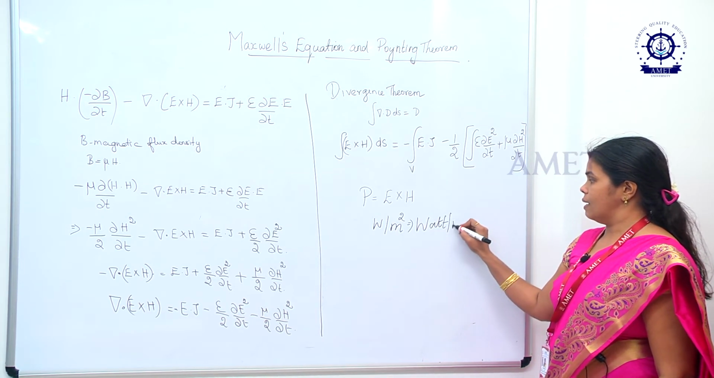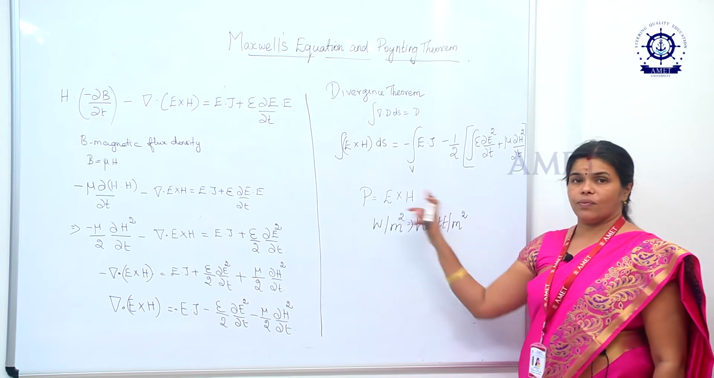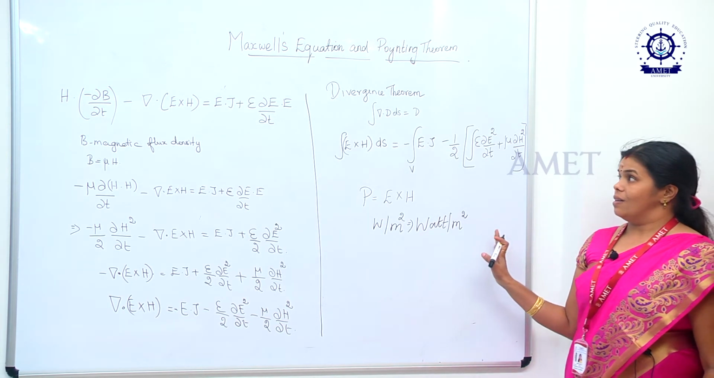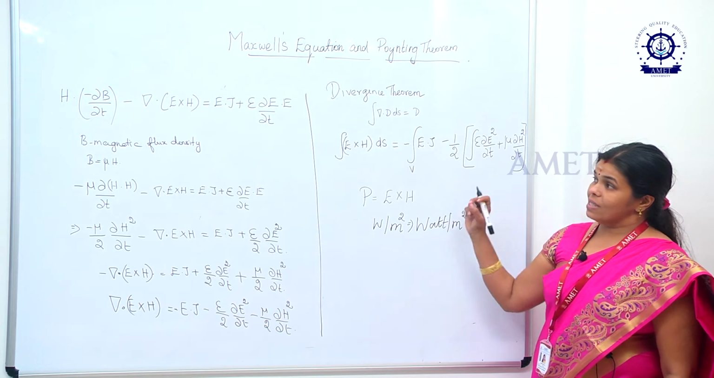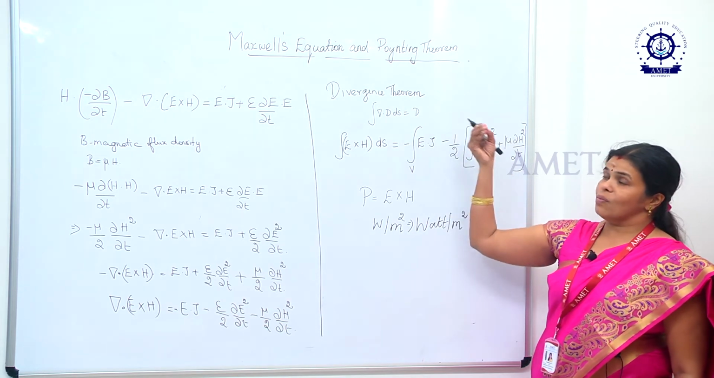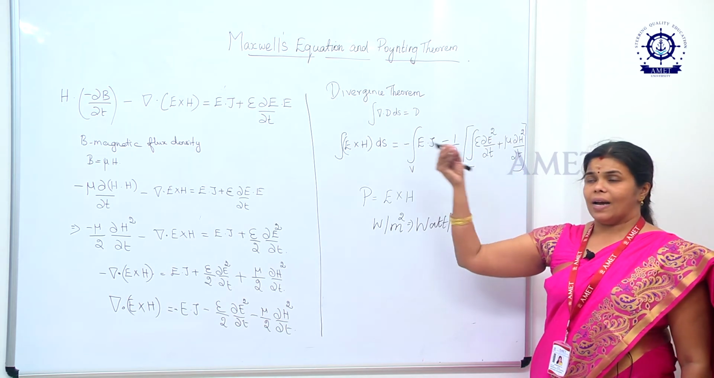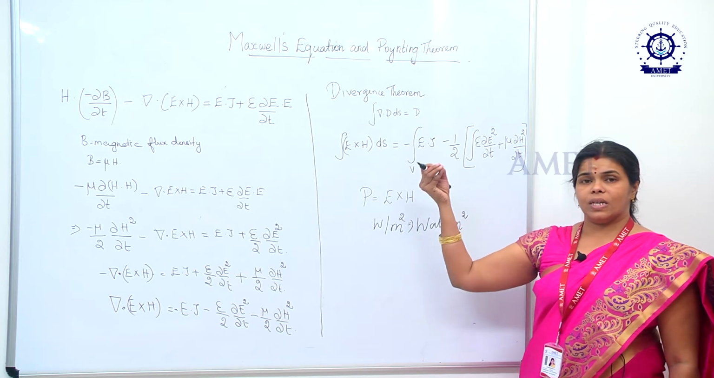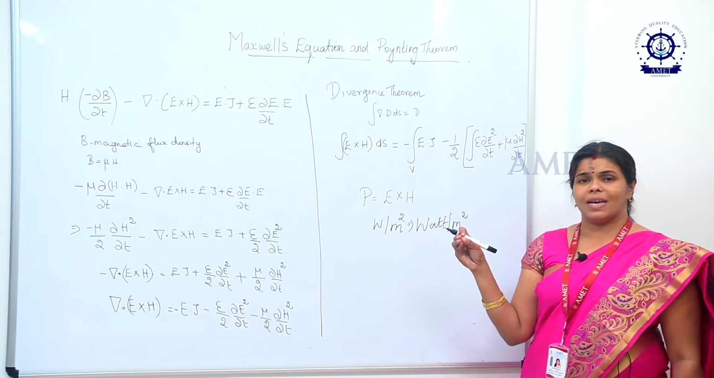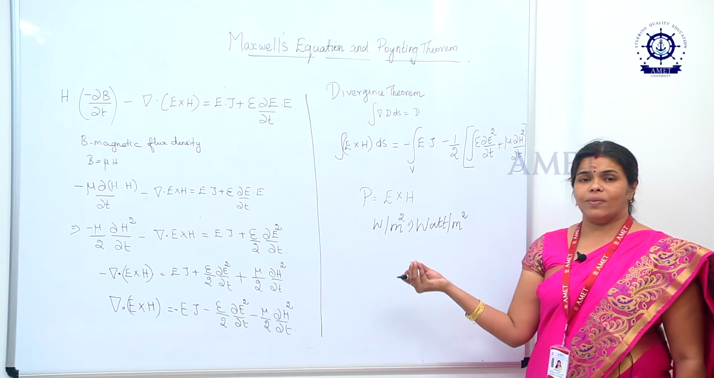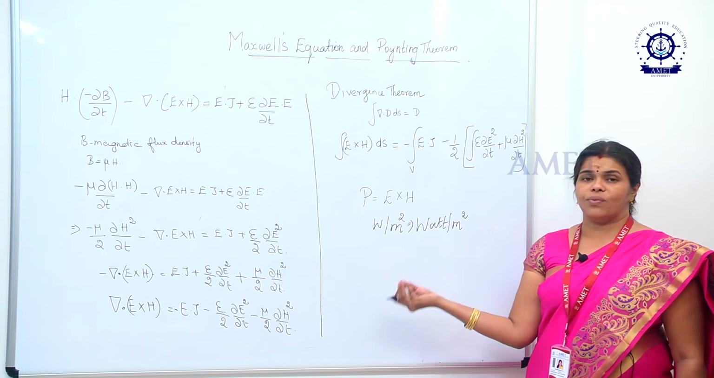Watt per meter square. This is the unit of the Poynting vector. So first, deriving the Poynting theorem from the Maxwell's equation, I told that we are taking the equation from the modified Ampere's law. What is actually Ampere's law? Why are we calling this the modified Ampere's law?